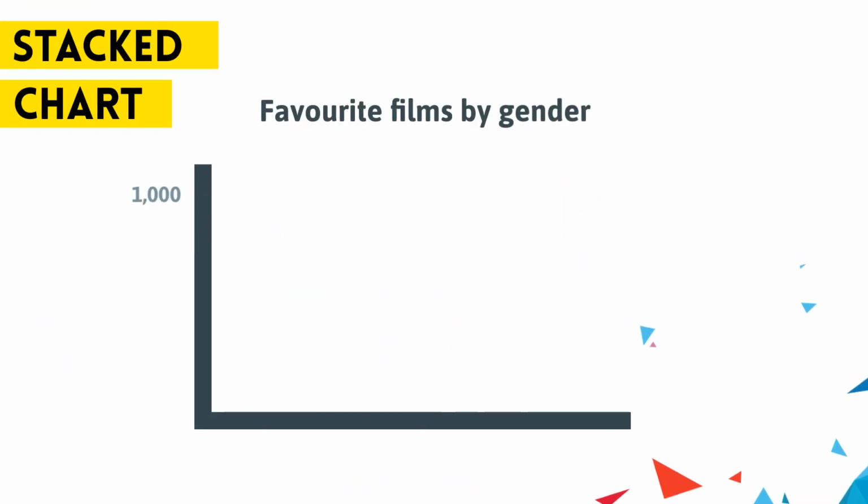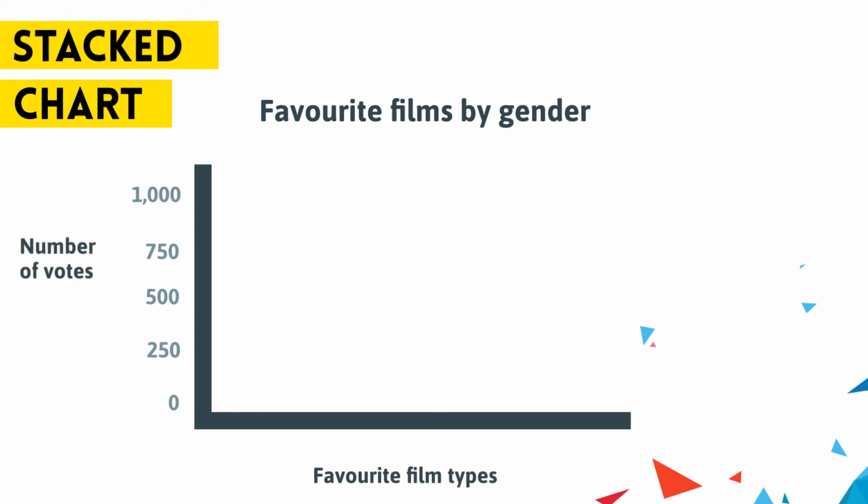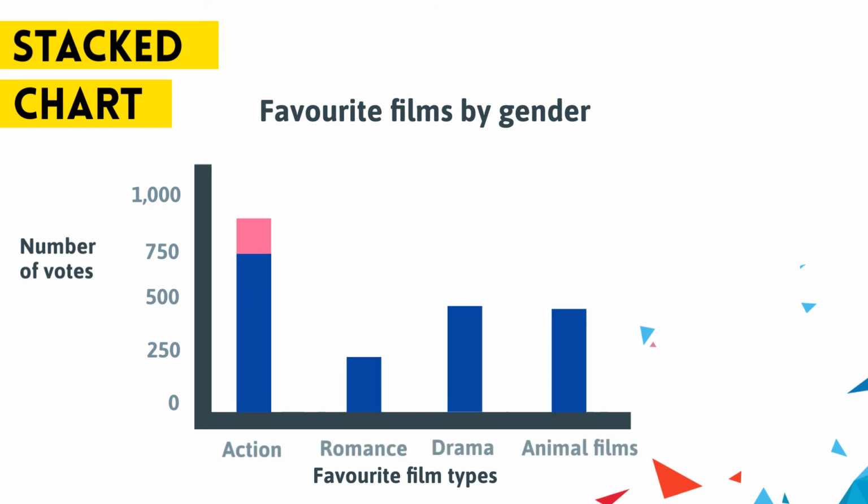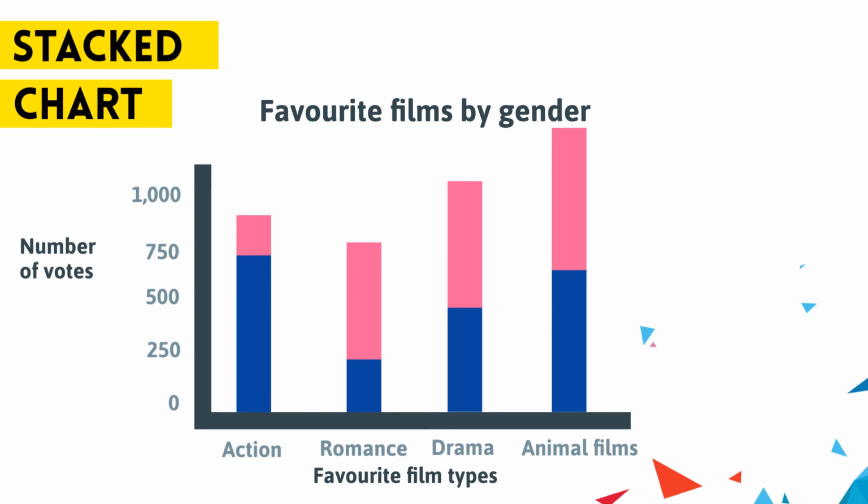Stacked charts. Another, much less common chart is the stacked chart. In this type of chart, categories are broken down into multiple sections. In this example, people were asked what type of films they prefer: action, romance, etc. We also plotted their gender. This is represented by the stereotypical blue and pink colours on the graph. In this way, you can represent more than one type of information on the same bar chart.